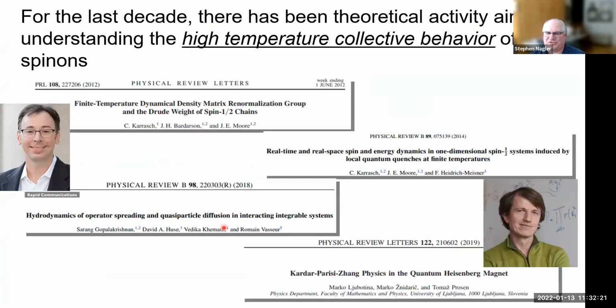So why does this come up? Well, for the last decade, there's actually been a lot of theoretical activity trying to understand the high temperature collective behavior of these spinons. In particular, Joel Moore and his collaborators have done a lot of work on this, and also Thomas Prosen. And the bottom line is there are some surprising results that have come out just recently.